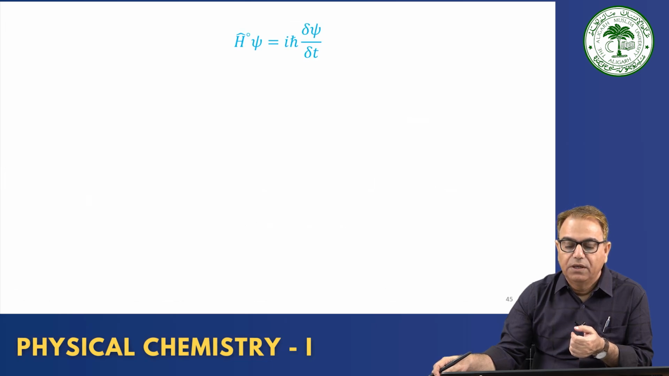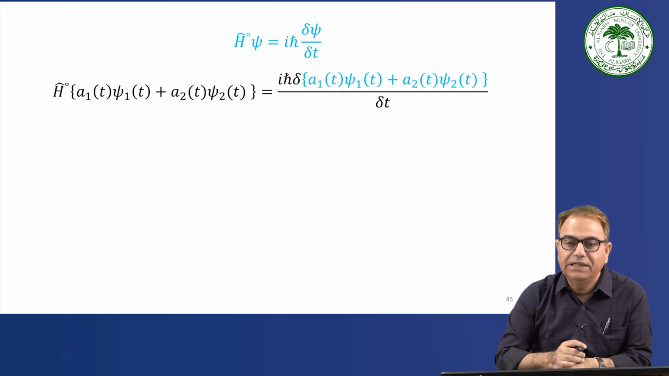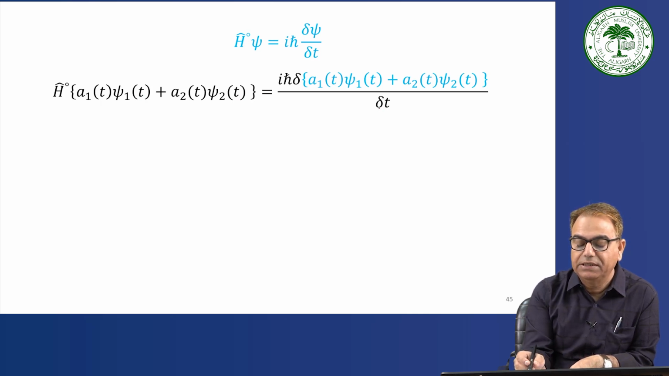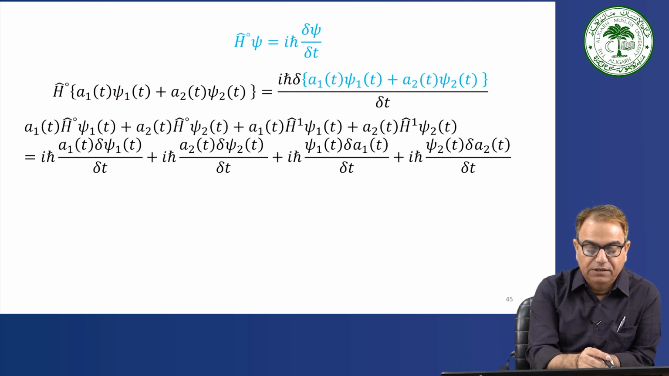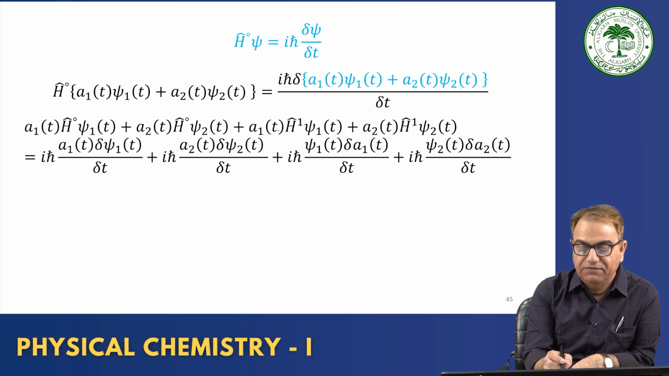This we will use. Now again the same relationship which we have used, and here we put the value of psi as a linear combination. So this psi is now a1(t) psi 1(t) plus a2(t) psi 2(t), and then i h cross del by del t, and again psi is a1(t) psi 1(t) plus a2(t) psi 2(t). If you solve this equation, what do you get? You multiply by H, and you will get a1(t) H0 psi 1(t) plus a2(t) H0 psi 2(t) plus a1(t) H1 prime psi 1(t) plus a2(t) H1 psi 2(t).